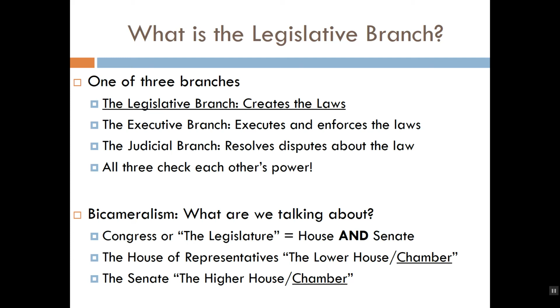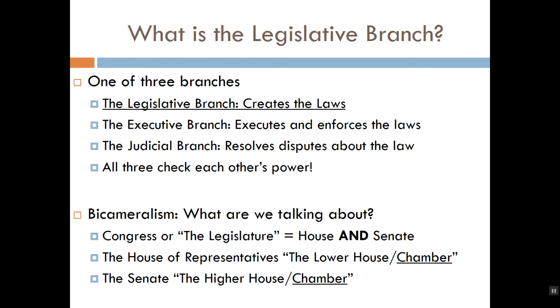Jurisdiction stripping is when Congress uses its constitutional authority to take away the power of a court, usually the Supreme Court, to hear certain types of cases. And this has happened a couple of times throughout our nation's history, but we don't need to go into that now. Just understand that the legislative branch is there to create the laws and that it can check both the executive branch and the judicial branch in a number of different ways, clearly articulated by our Constitution.